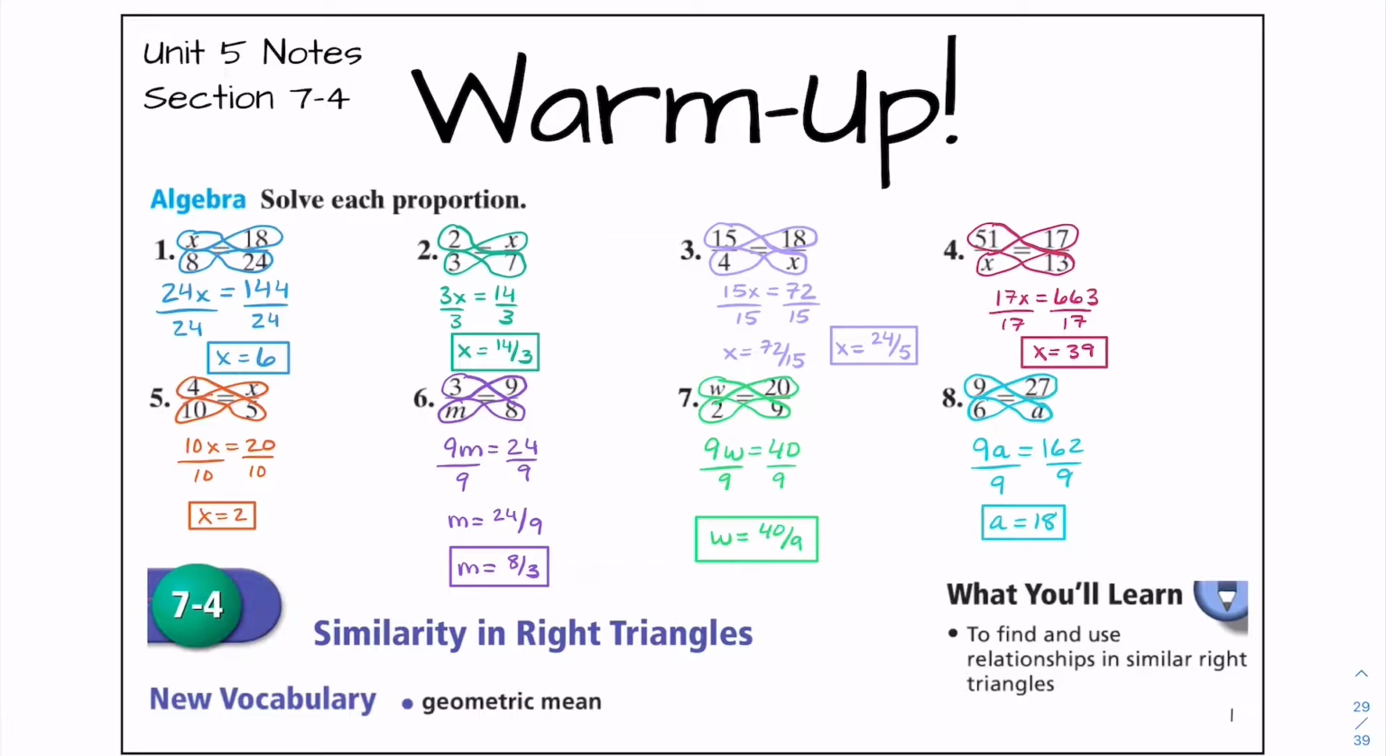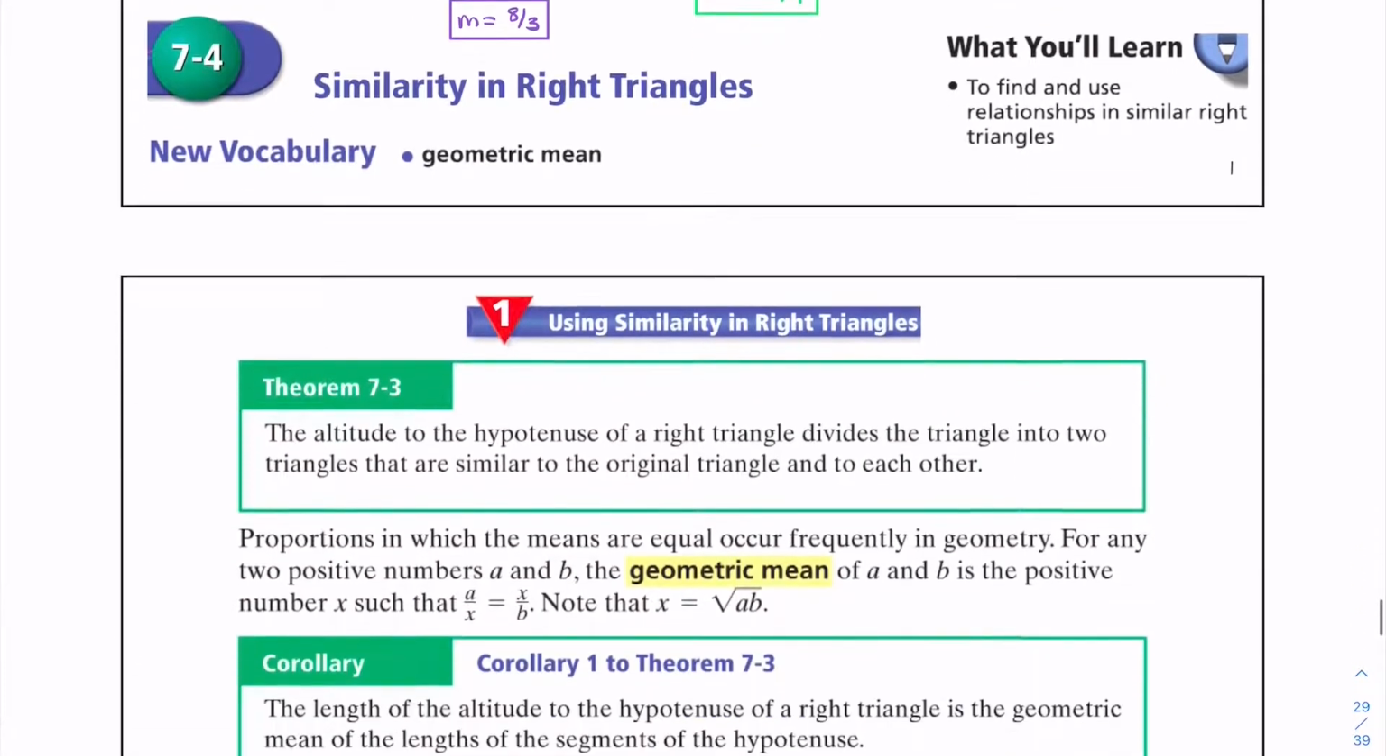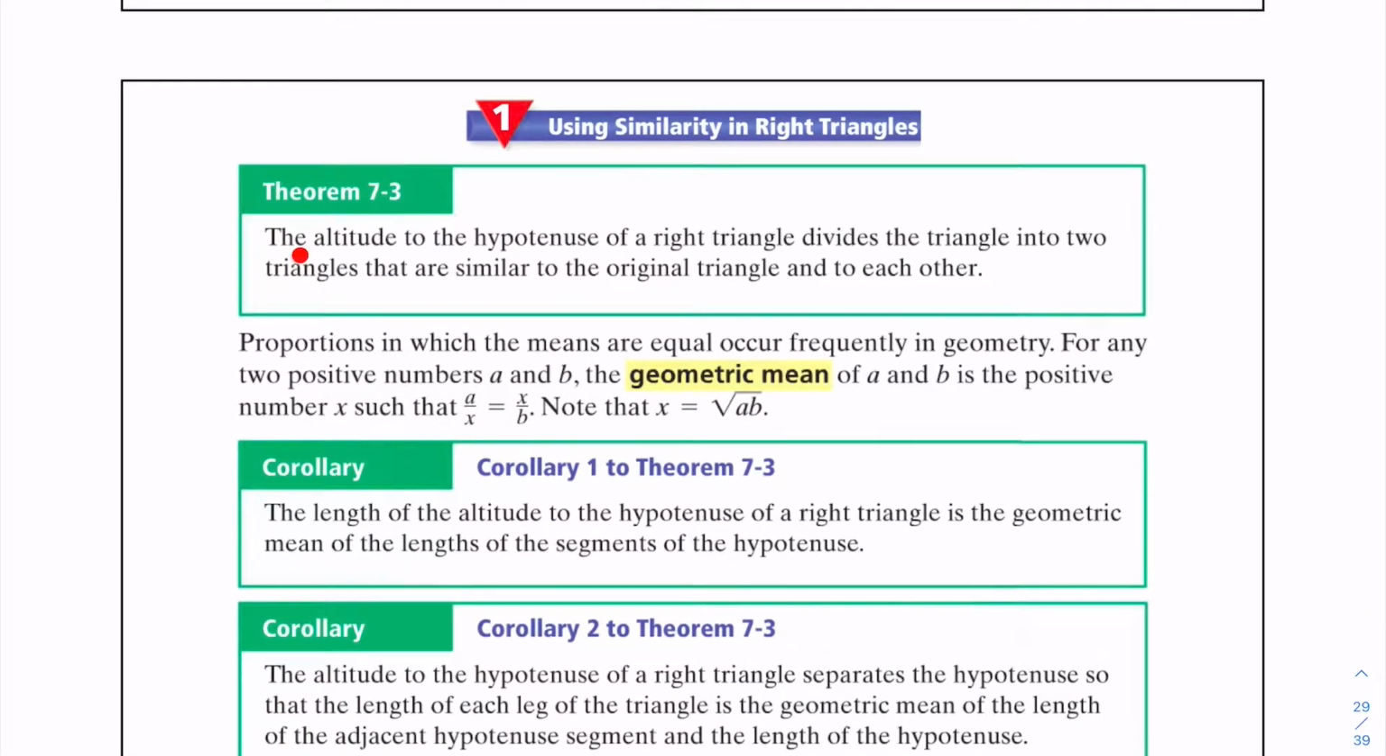So today we're working on similarity in right triangles, and we're going to be using geometric mean. Our goal is to find and use relationships in similar right triangles. Using similarity in right triangles, the altitude to the hypotenuse of a right triangle divides the triangle into two triangles that are similar to the original triangle and to each other.